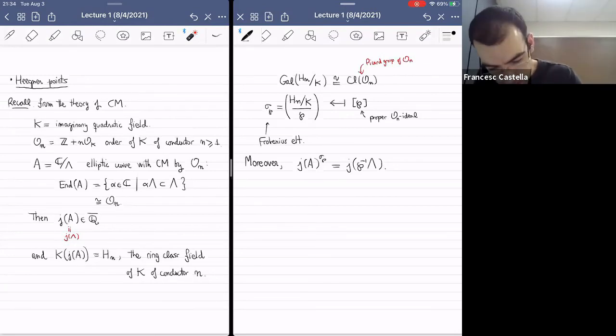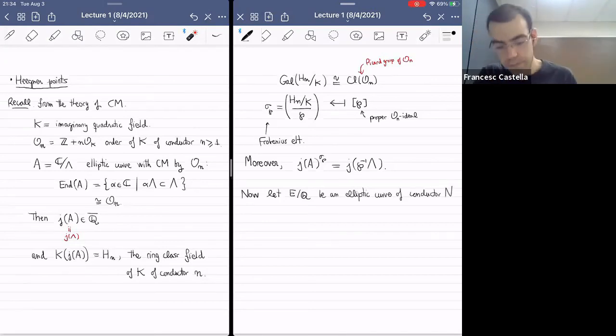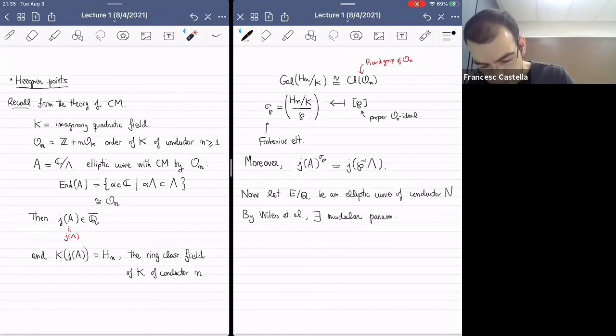Now let's take E, an elliptic curve as before, of conductor n. Then by modularity, not only is there a modular form attached to E, but the elliptic curve admits a modular parametrization. That I'll denote by capital Phi, from X_0(n) going to E. And this is a map of algebraic curves over Q, so the map is defined over Q.